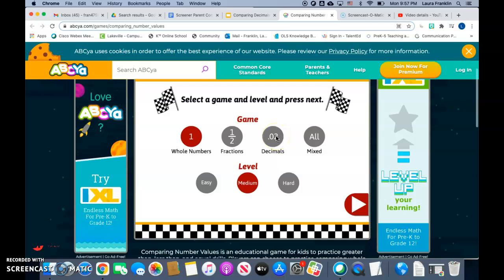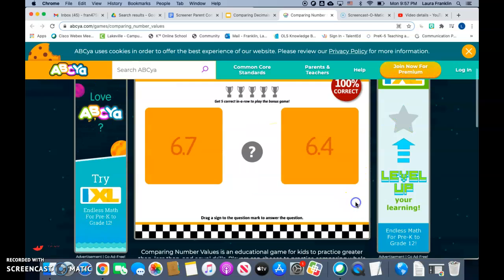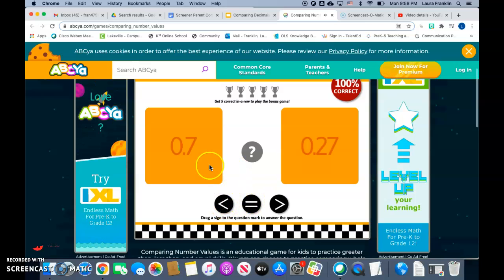You're going to be playing the game Decimals. Then you hit the green button. Compare the values in the orange boxes. Place the sign on the question mark that makes the statement true. Get 5 in a row correct to play the bonus game.